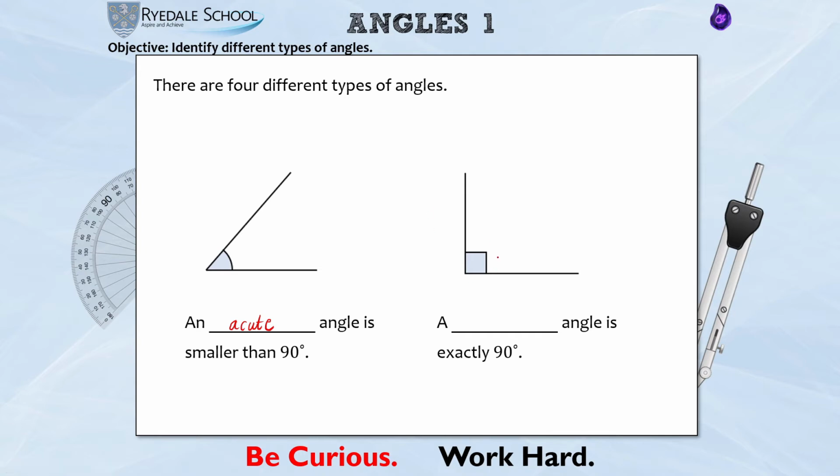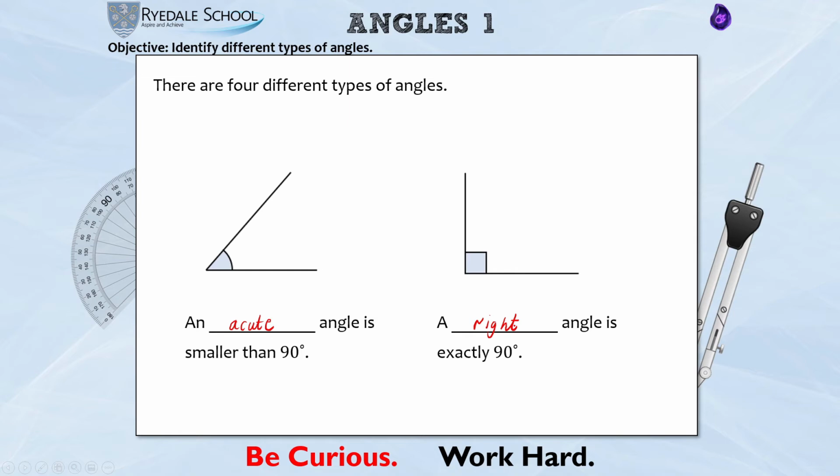The next angle that we need to know is an angle that we've already referred to in our last topic of Pythagoras. This is an angle that is like the corner of a square, which is exactly 90 degrees. And we know that that is called a right angle.